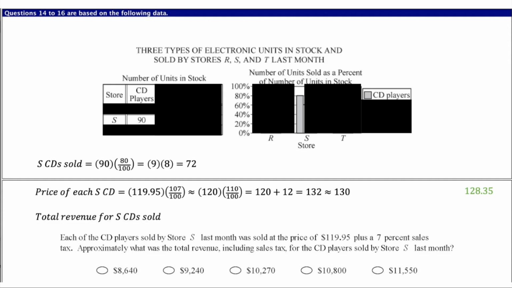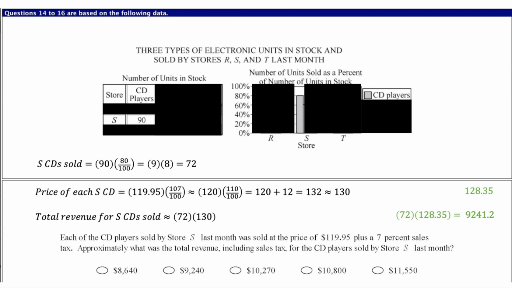All right, now if we want to go ahead and use those numbers that we already found, if we use the calculator, we can continue down that path and multiply 72 by 128.35 and get our answer, which is $9,241.20, which is really, really close to one of our answers. We can go ahead and pick it. However, if we want to continue down that estimation path, we can.